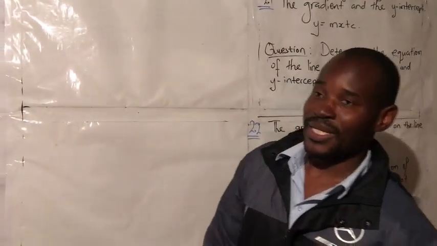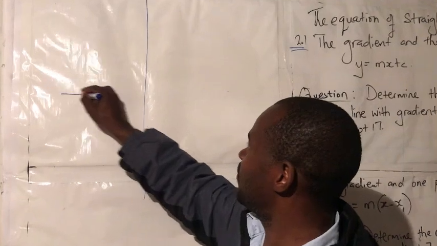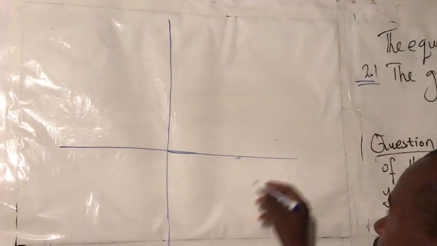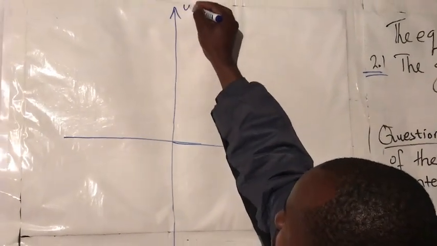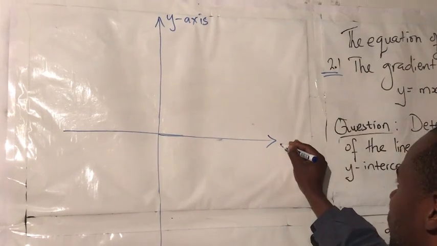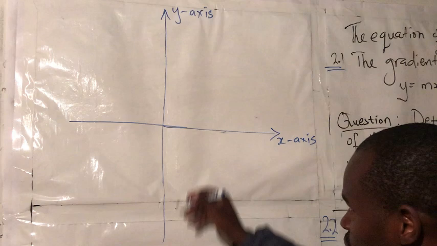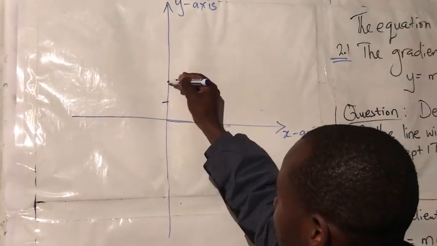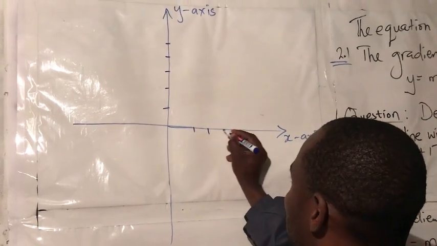All right, in mathematics, we have what we call the Cartesian plane. The Cartesian plane is normally made up of two perpendicular lines. It has the y-axis and the x-axis. So, if you are familiar with the number line, it's easy for you to understand the Cartesian plane.